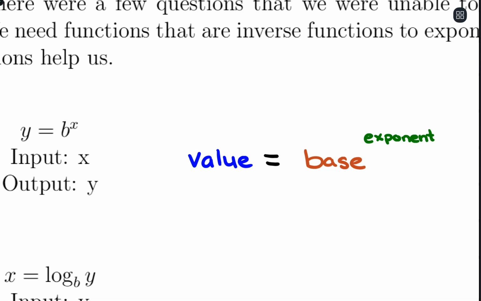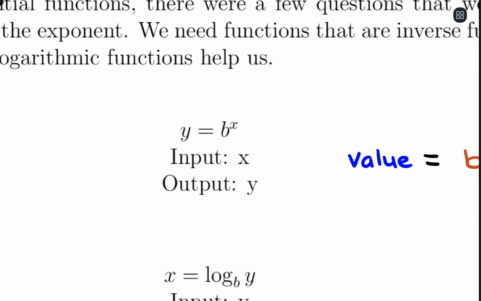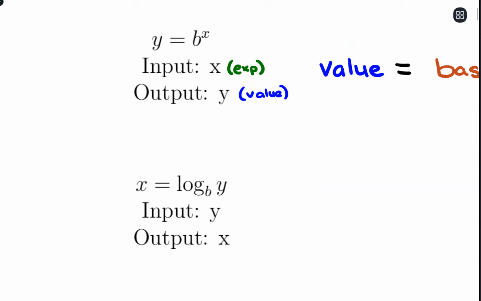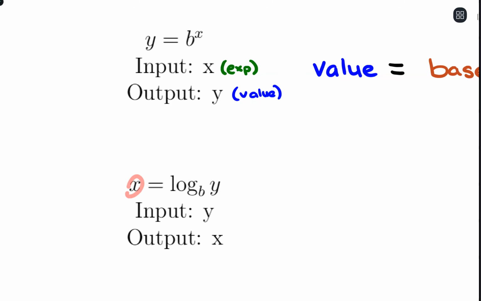So what we want is to reverse our input and output in terms of the exponential function, where the input is the exponent and the output is the value. How do we switch it so that we input some value and we can end up solving for an exponent? So we want a function where the output of the function would be an exponent, and that's what logarithms do. So we have this format down here of x equals a logarithm with base b of y.